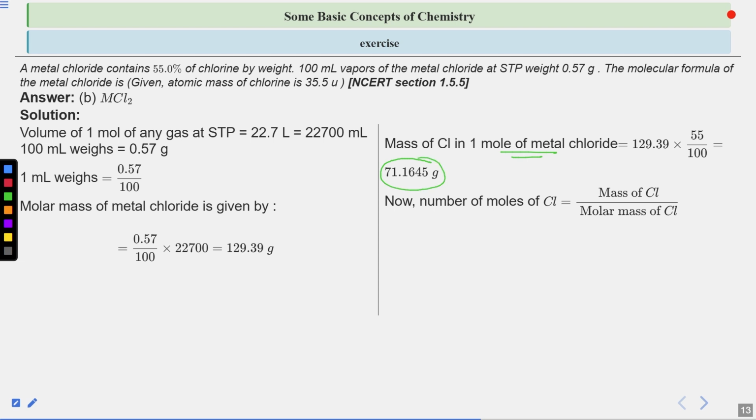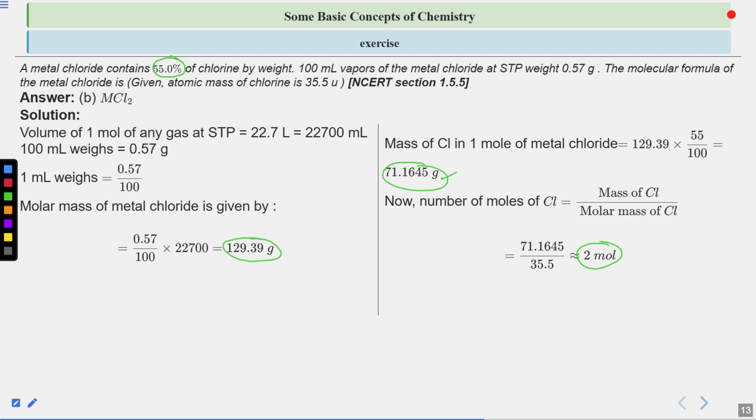Then, how do we calculate the number of moles? It will be simply the mass of the chlorine divided by the molar mass of chlorine, which will give you 2 mole. So, Navreet, I guess it is given in the question that we have 55% of chlorine by weight. So, whatever weight we take, we will have 55% as chlorine. If we are taking 129.39 gram of this metal chloride, then out of that 55% will be chlorine.